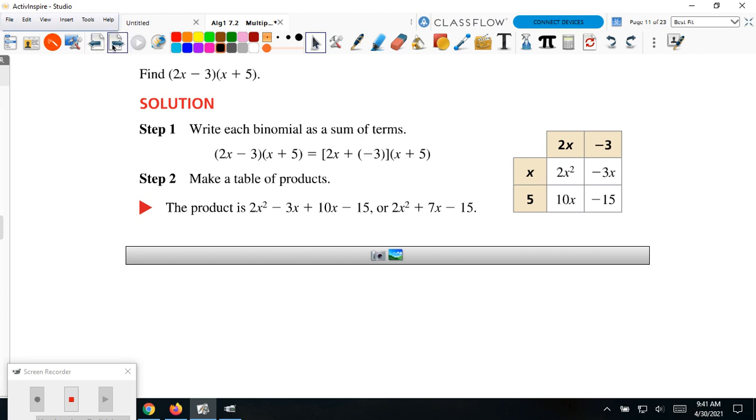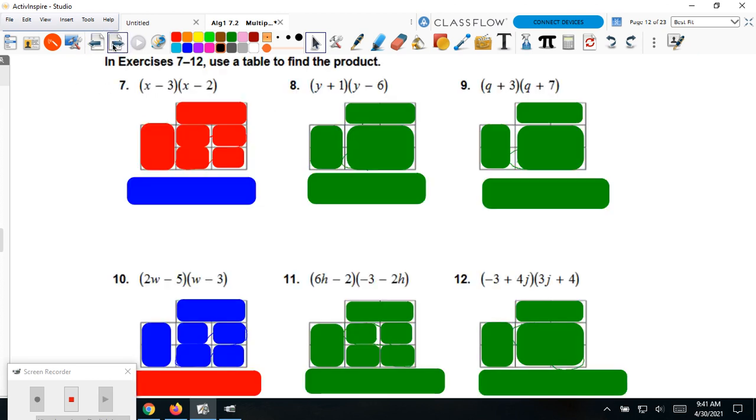So let's do it. Go ahead and try that way on the next section here, 7 through 12. I'll go ahead and do 7 and 10, and you guys can be doing some of these. I might actually even do 11, because 11 might be a little bit different.